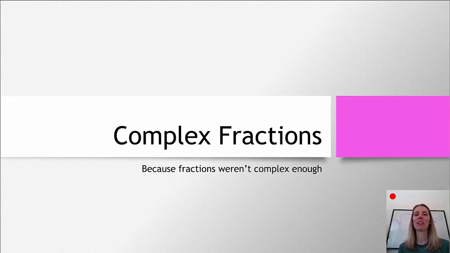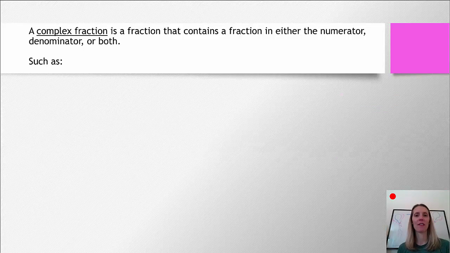In this video, we're going to take a look at complex fractions because I know what you were thinking. The one thing that's missing from fractions is more complexity. First, let's start with the definition of a complex fraction. A complex fraction is a fraction that contains a fraction in the numerator, denominator, or in both places.